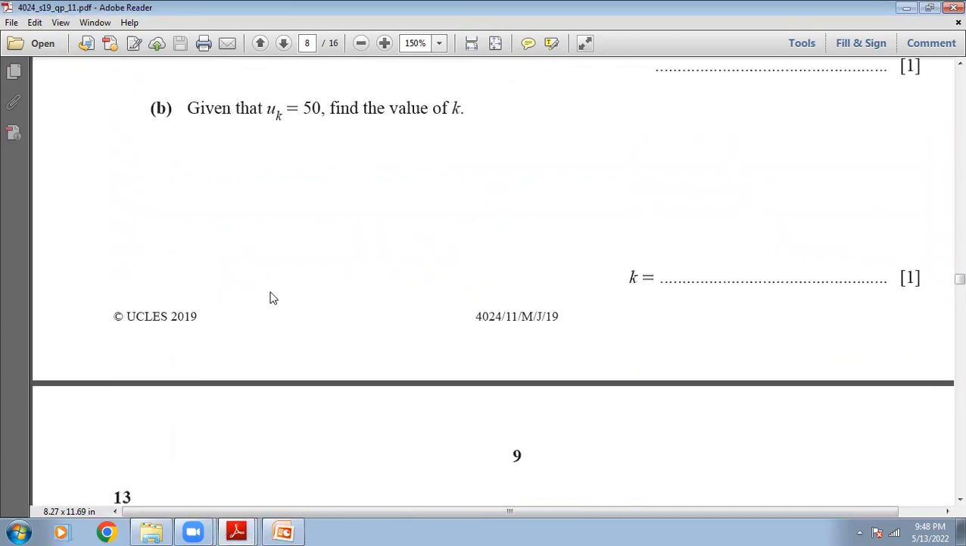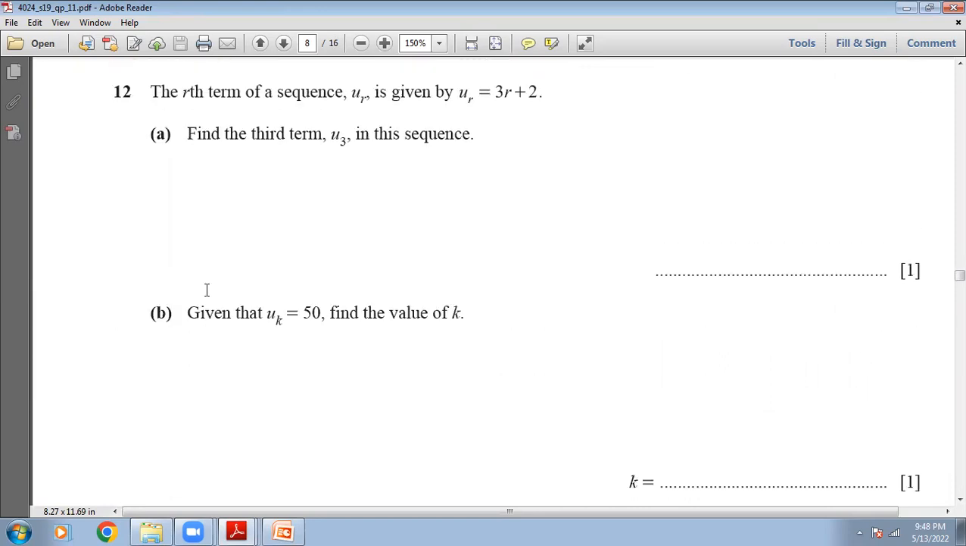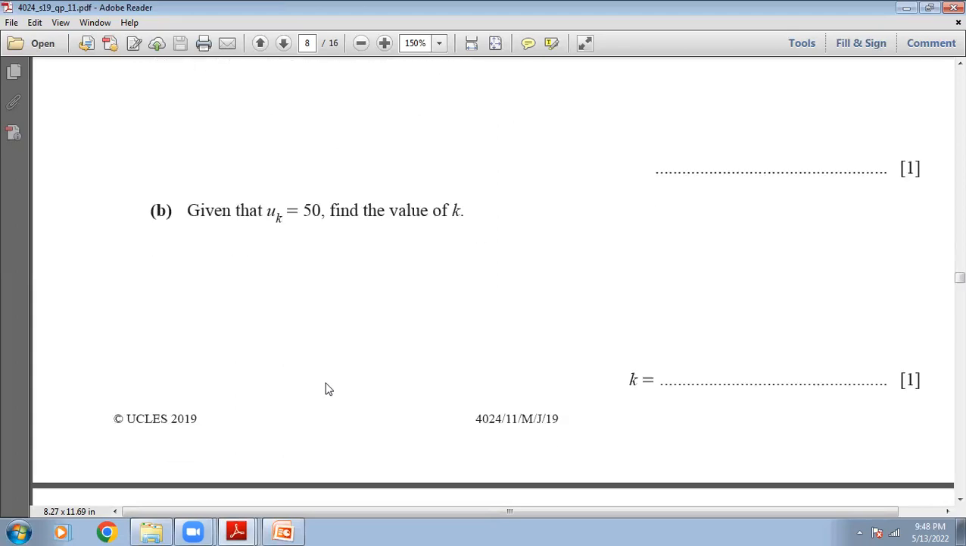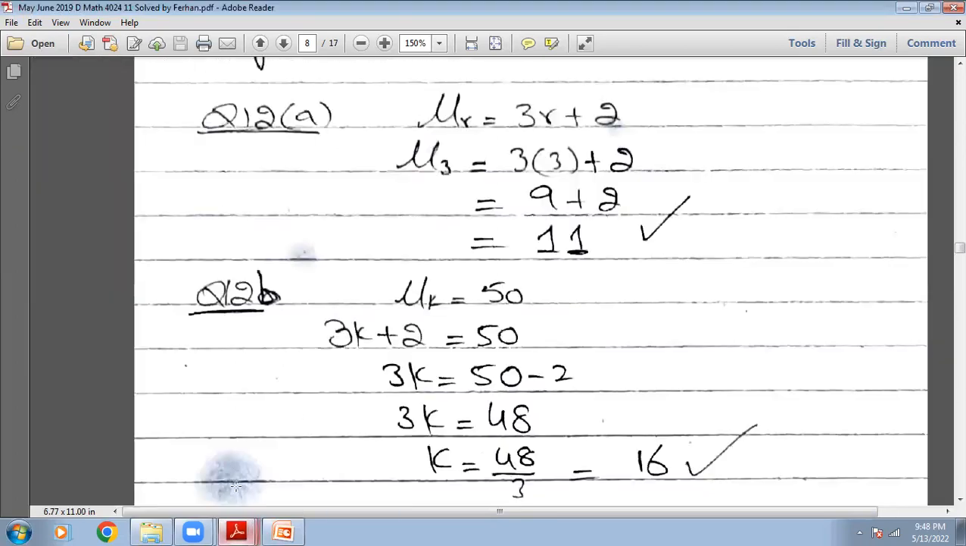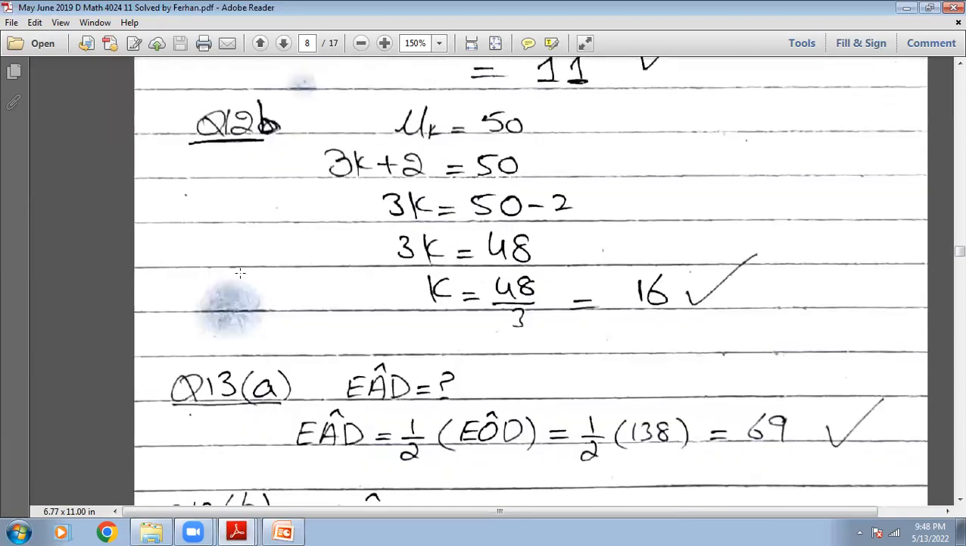And he says, given that the kth term is 50, find k. The kth term is 50, so it means 3k plus 2 equals 50. Just put that value there. So 3k is equal to 50 minus 2. 3k is equal to 48. K is equal to 48 divided by 3. So that will be 16.